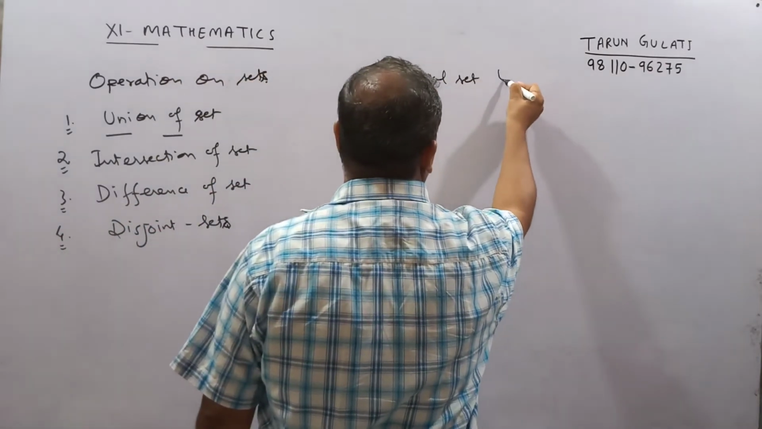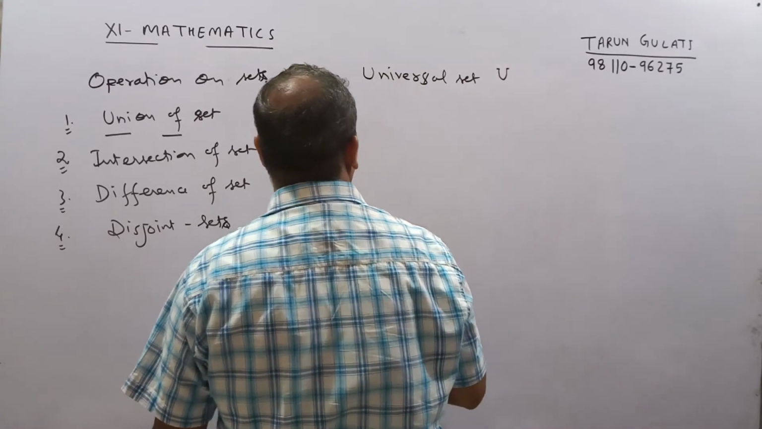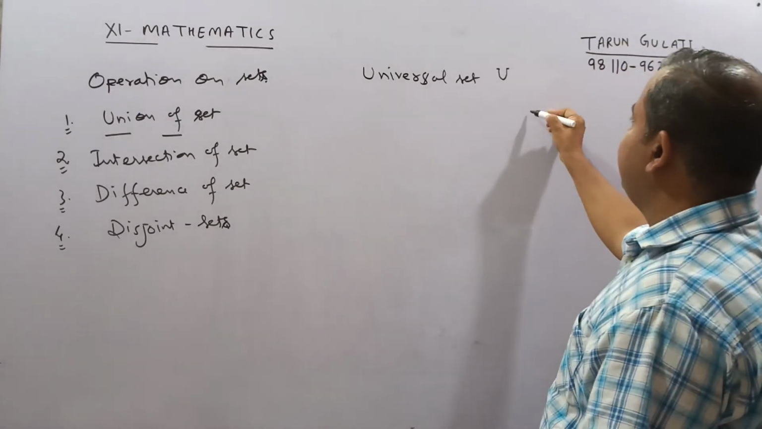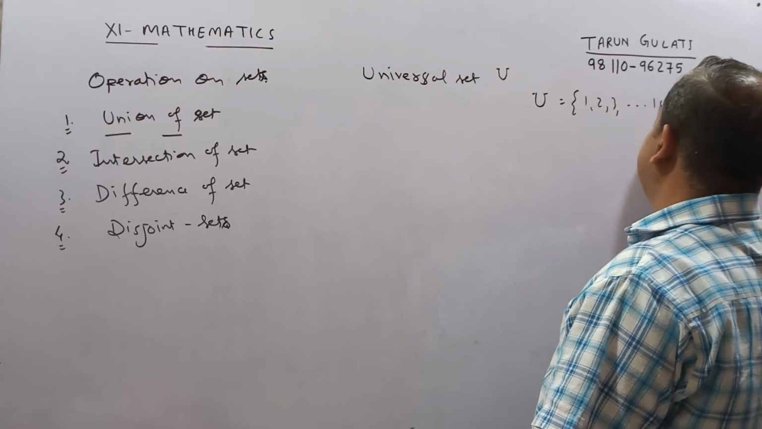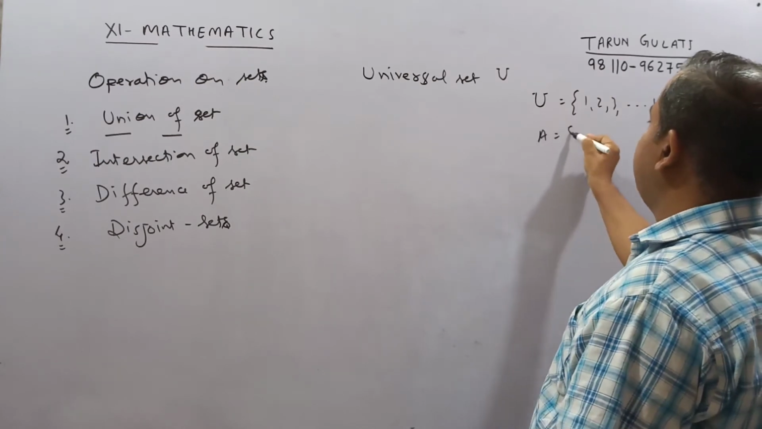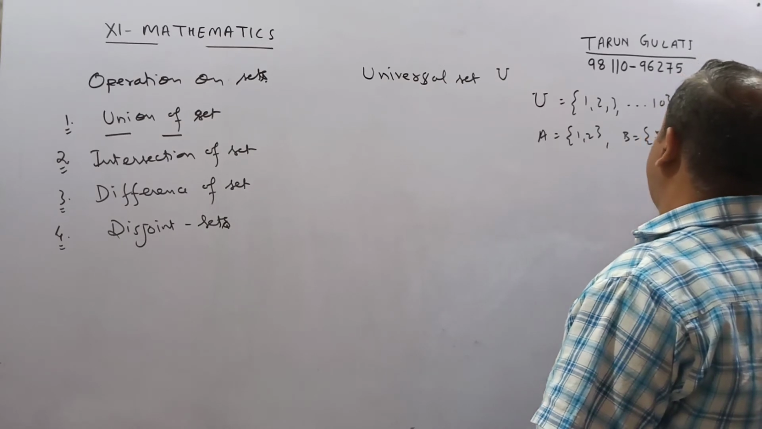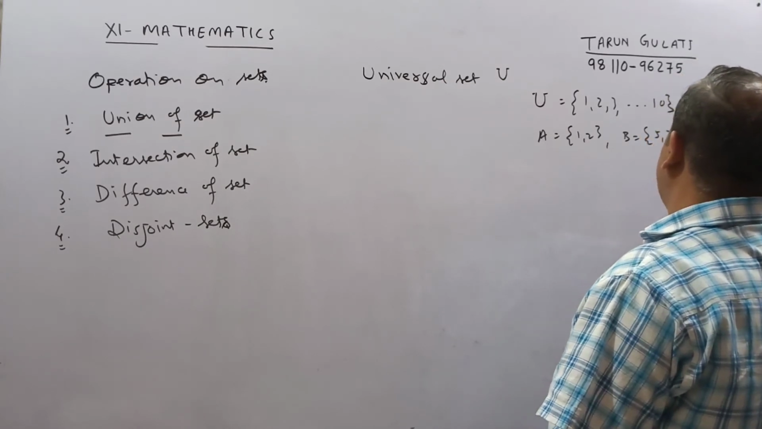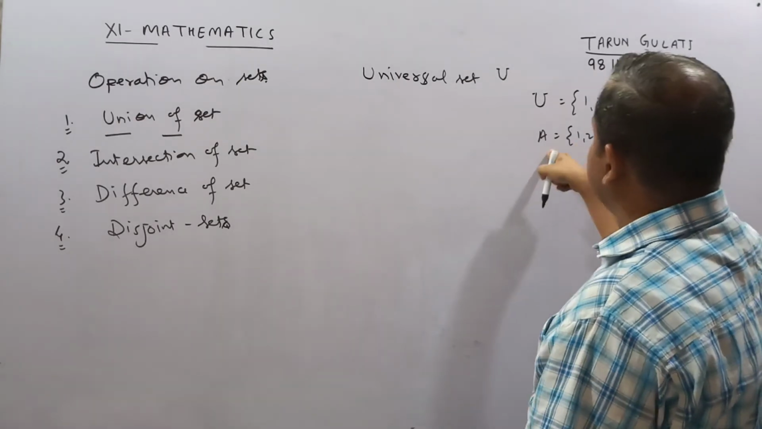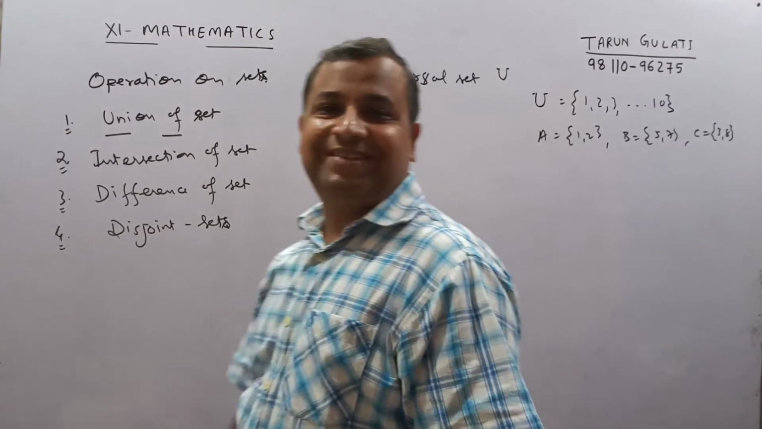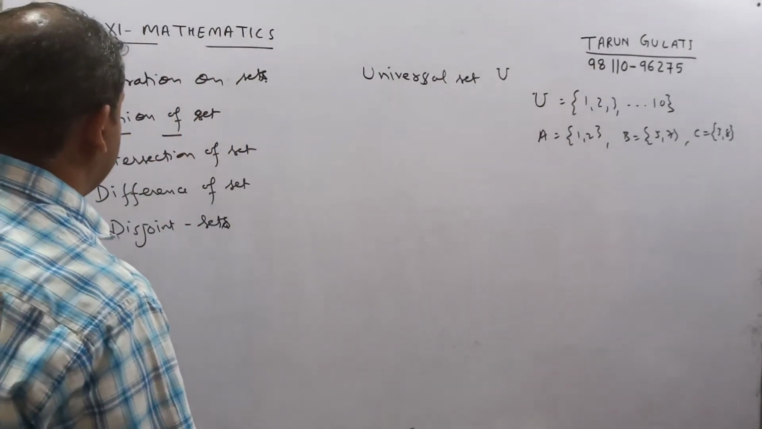Universal set is represented like U, and we have to put just a slash on it to get the universal set. Say we have a set U: 1, 2, 3 and so on, say up to 10. Here A is 1, 2; B is 5, 7; and C is 3 and 8. For A, B, C, the parent is the universal set. It includes A, B and C. That is known as the universal set.